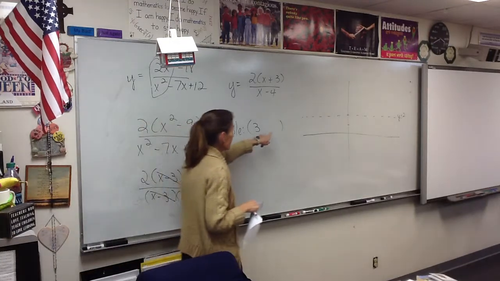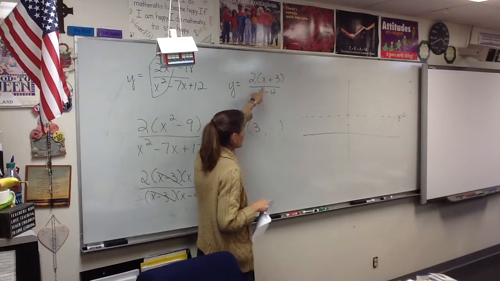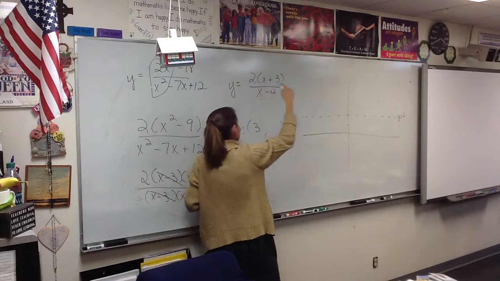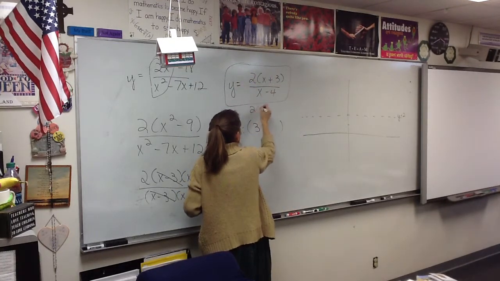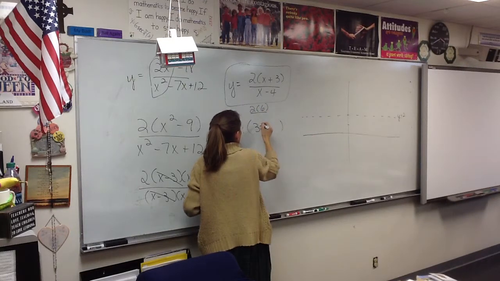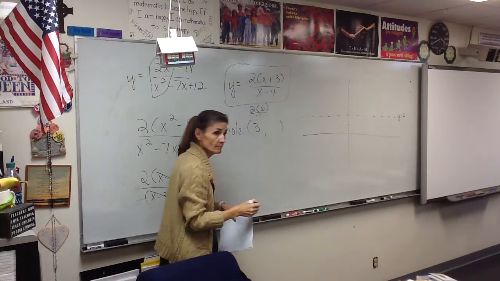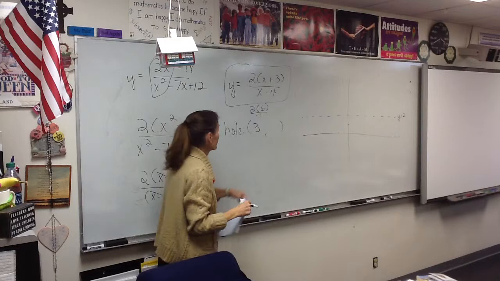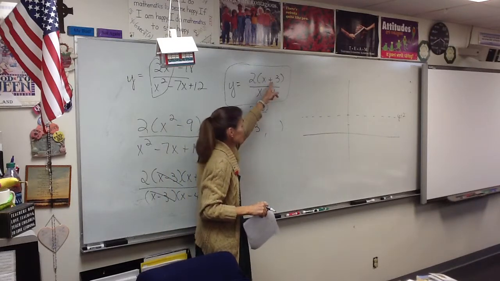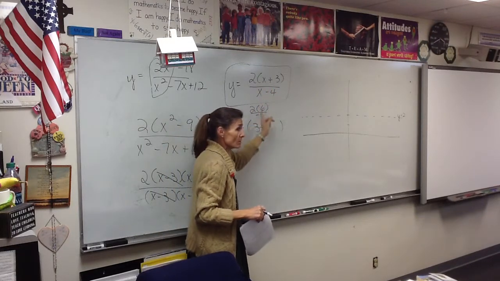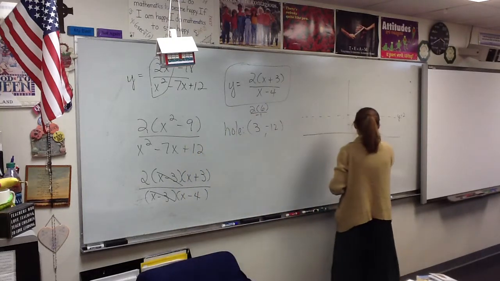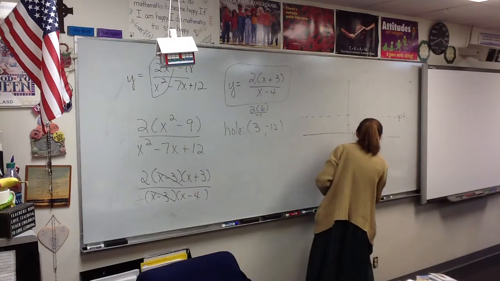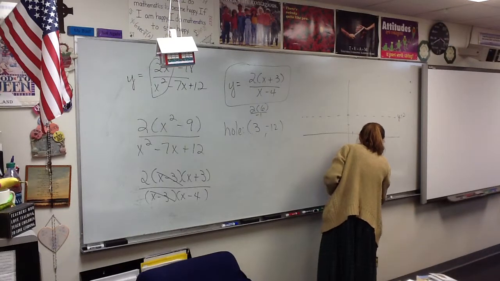How do I find the y part? Put it back into my new problem. So that's 2 times 6 over 3 minus 4, so that's negative 12. So I have a hole, clear down here, at 3, negative 12.